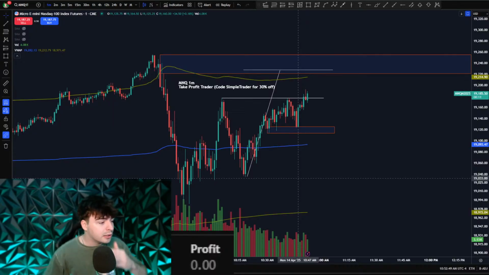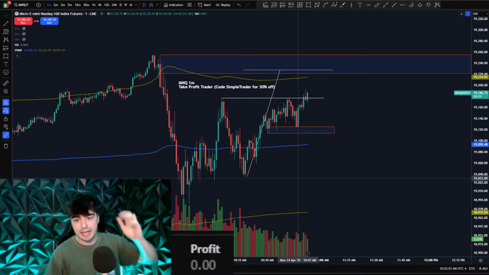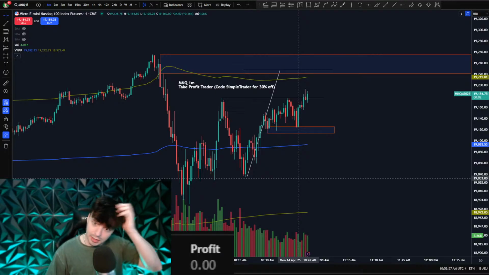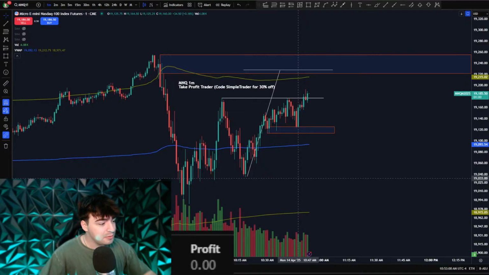So, looking for longs. Technically, ideally. We'll see how it plays out. I may be open to a short.